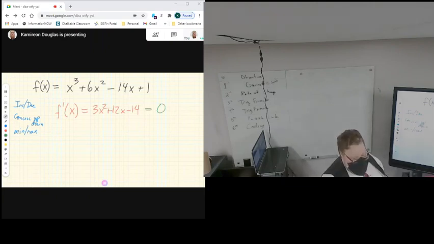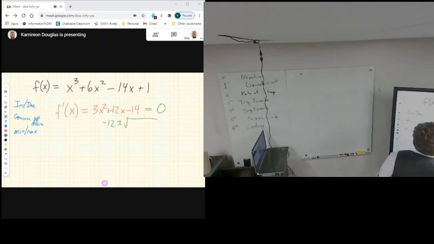So, negative 12 plus or minus the square root of b squared minus 4ac, so 144 minus 4 times 3 times negative 14, over 2 times 3. Okay, let's do it. Negative 12 plus or minus the square root.